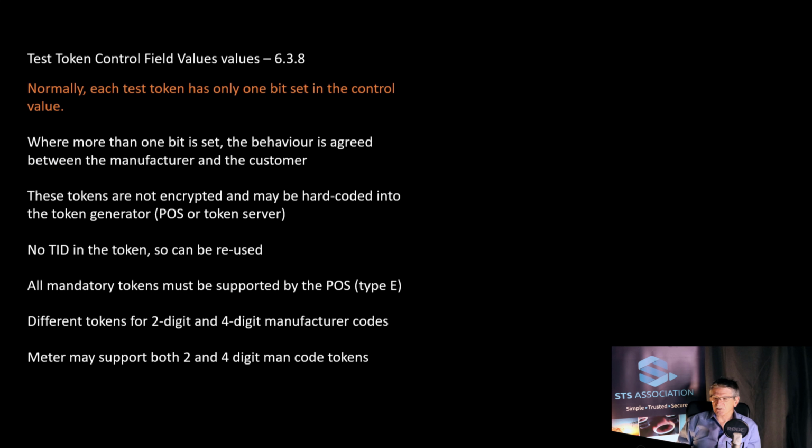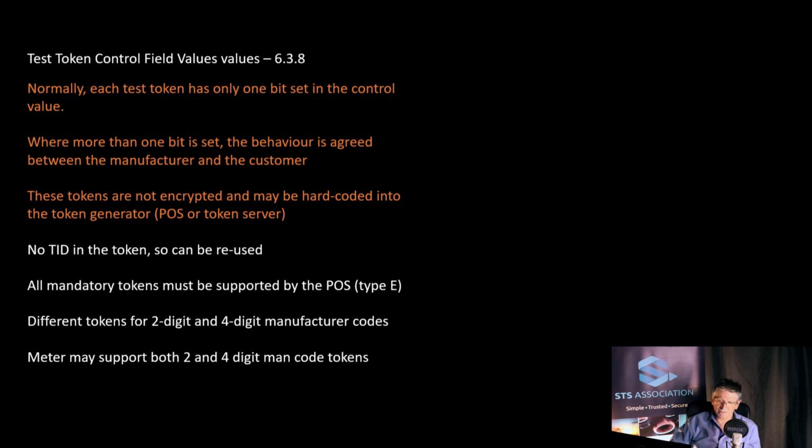Normally, each test token has only 1 bit set in the control value. When more than 1 bit is set, the behavior must be agreed between the manufacturer and the customer as to how the meter will actually do these tests if you select multiple bits. It could do them in a particular sequence, or it could do them in whatever sequence is specified by the utility. These tokens are not encrypted and may be hard-coded into the token generator.